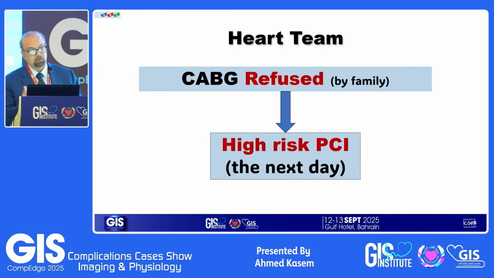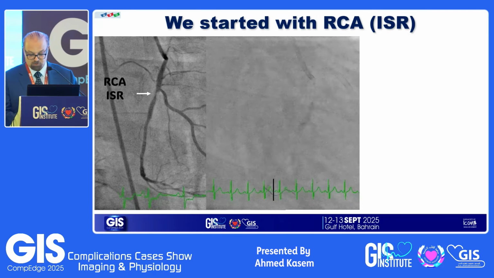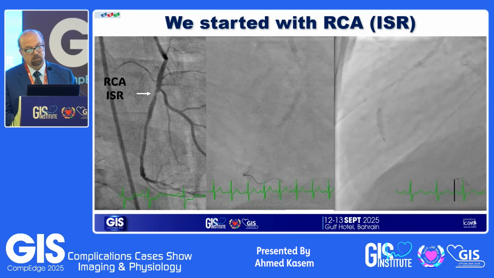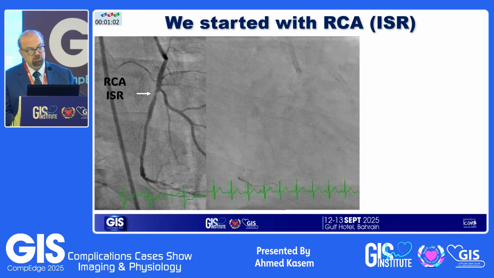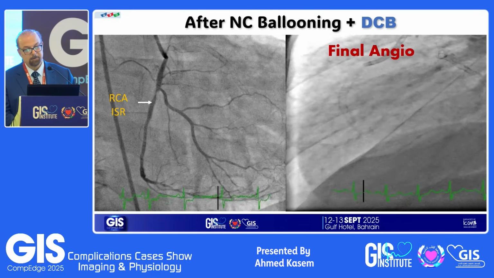The surgical team discussed the high-risk procedure with the family, and the family eventually refused surgery and accepted PCI. I discussed with the family that we would do ballooning for the in-stent stenosis in the RCA and possible stenting to the ostial LAD and ostial circumflex. So I started with the simple lesion in the RCA, which is dominant, and after NC ballooning and good preparation of the lesion and DCB, this is the final result of the RCA.